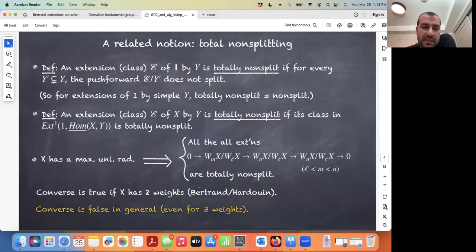So if you have only 2 weights, the weight filtration on X gives you 1 extension of a pure object by another pure object. And X has a maximal unipotent radical if and only if that extension is totally non-split. But if you have more than 2 weights, then the converse is not true. And this is actually one of the key things here, in that maximality in general is stronger than total non-splitting of these extensions.